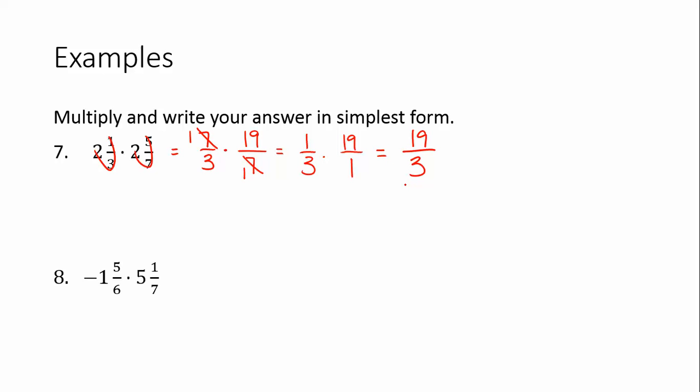Our answer is 19/3. This is an improper fraction, but as long as the improper fraction is reduced and in simplest form, you can leave it like this. You do have the option, if you want to change it to a mixed number, to say 6 and 1/3, but I will accept this answer.